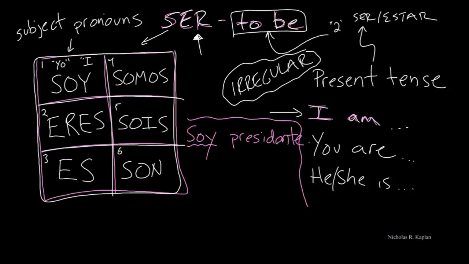Or what if we wanted to say we are? Well, we is box 6. And we could say we are from Cuba. Somos de Cuba.